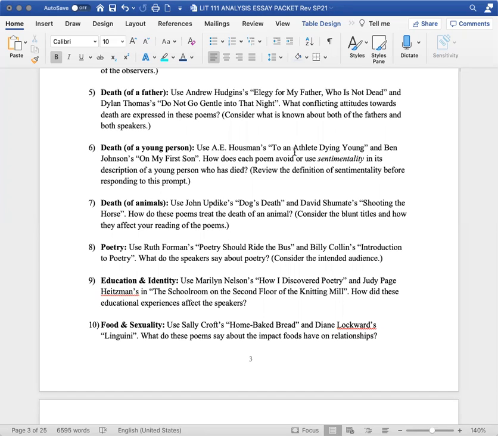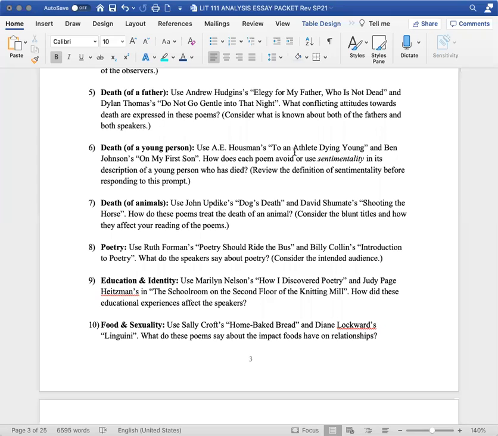The prompt question is, what conflicting attitudes towards death are expressed in these poems? And in the parentheses, I'm always giving you little hints or tips. So consider what is known about both of the fathers and both of the speakers. In this case, they're both sons talking about fathers dying, but as the title tells you in Andrew Hudgins' poem, his father is not dead, but it's still an elegy. So think about that. And you already know Dylan Thomas's poem is a villanelle.